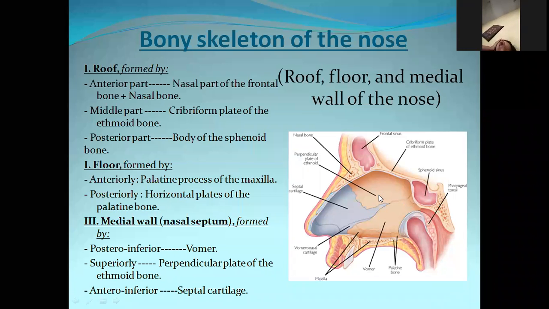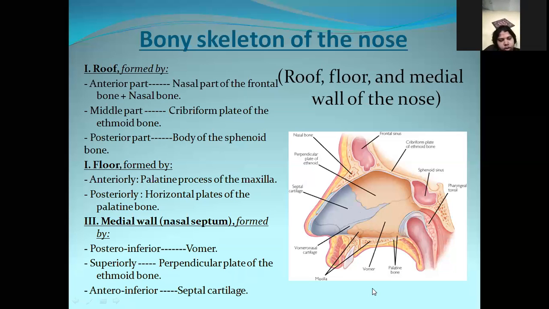Superiorly there is the perpendicular plate of the ethmoid. This is the perpendicular plate of the ethmoid. And antero-inferiorly there is the septal cartilage. So this grayish-bluish part is the septal cartilage. What we hold in a pinch of the hand, you always hold in a pinch of your hand, that is the cartilage. It's the septal cartilage, and it is fibrocartilage. Okay. So this is about the medial wall.